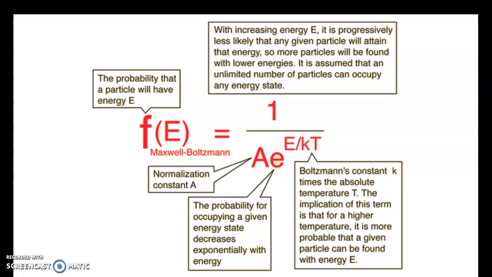It is assumed that an unlimited number of particles can occupy any energy state. A is just a constant. E is the energy, with the probability of occupying a given energy state decreasing exponentially with energy. And then k is the Boltzmann constant, and T is the absolute temperature. And what this all means is that for a higher temperature, it's more probable that a given particle can be found with energy E. And this is something we've already talked about.